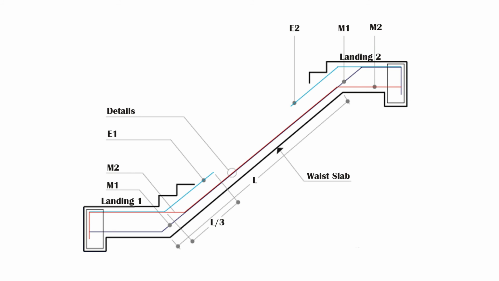Since M1 and M2 are, for example, placed at 8 inches spacing and both come at the same level in the waist slab as shown by details in the figure, the spacing of main reinforcement here will be 4 inches center to center.